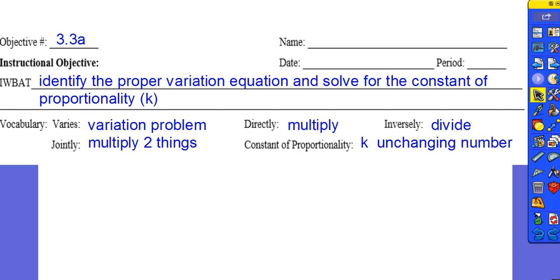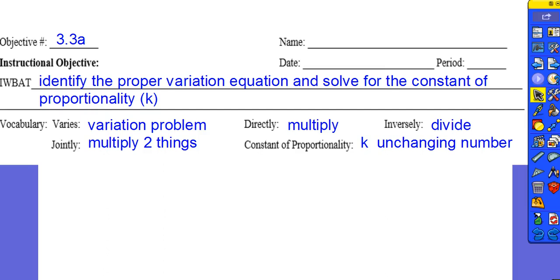So our instructional objective today is that you will be able to identify the proper variation equation and then solve for the constant of proportionality, or the K. This is very formula-based. You pick one of the 3 formulas and you plug information into the formula and you have your solution. So it's just a decision-making process more than anything. The math skills that you need are very basic. I don't think this is going to be a problem for anyone.